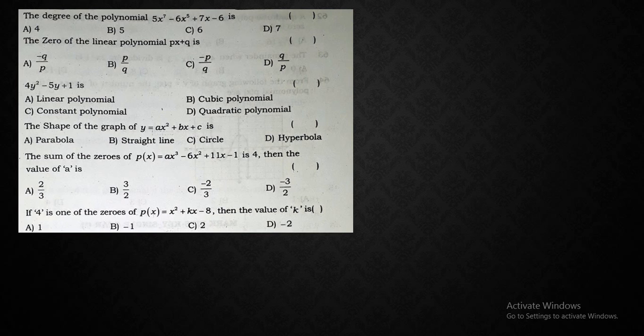Next, moving on to one more question. So the degree of this polynomial. If you observe, the highest power among these terms is 7, hence the degree of this polynomial is 7.